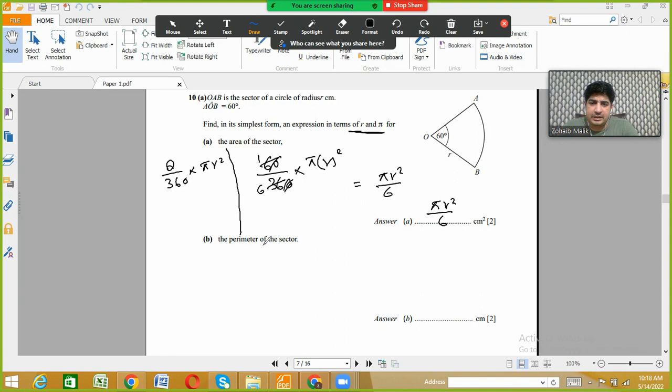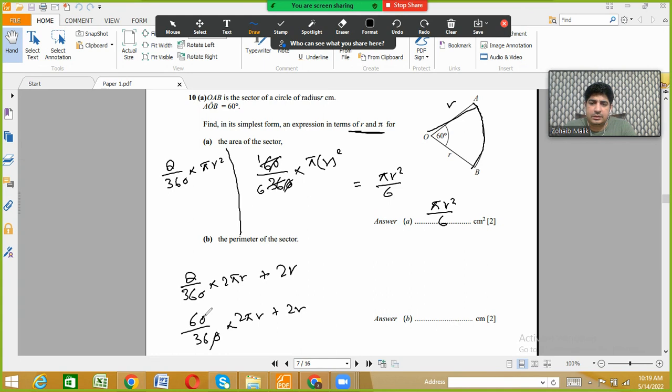So now we have to find the perimeter of the sector. In the perimeter, this arc length will come, A to B, and this radius and this one radius as well. So let's find the arc length AB. It means theta over 360 into 2 pi r, and plus we will add these radius twice, this is 2r. So theta is 60 over 360 into 2 pi r plus 2r.